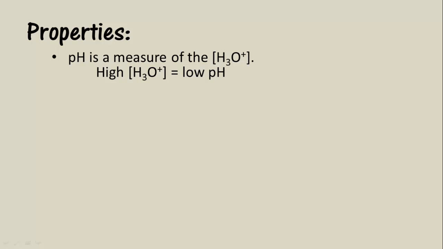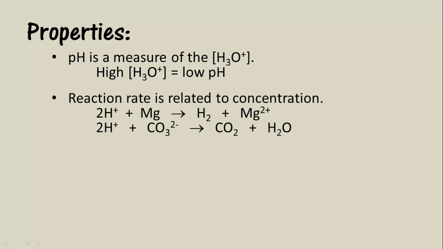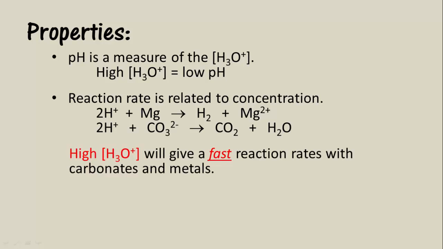The pH of a solution is a measure of the concentration of hydrogen ions. A high concentration of hydrogen ions will result in a low pH. The rate of a chemical reaction between acids and metals or carbonates is related to the concentration of hydrogen ions. A high concentration of hydrogen ions will give a fast reaction rate, and you'll remember this from chemical kinetics.